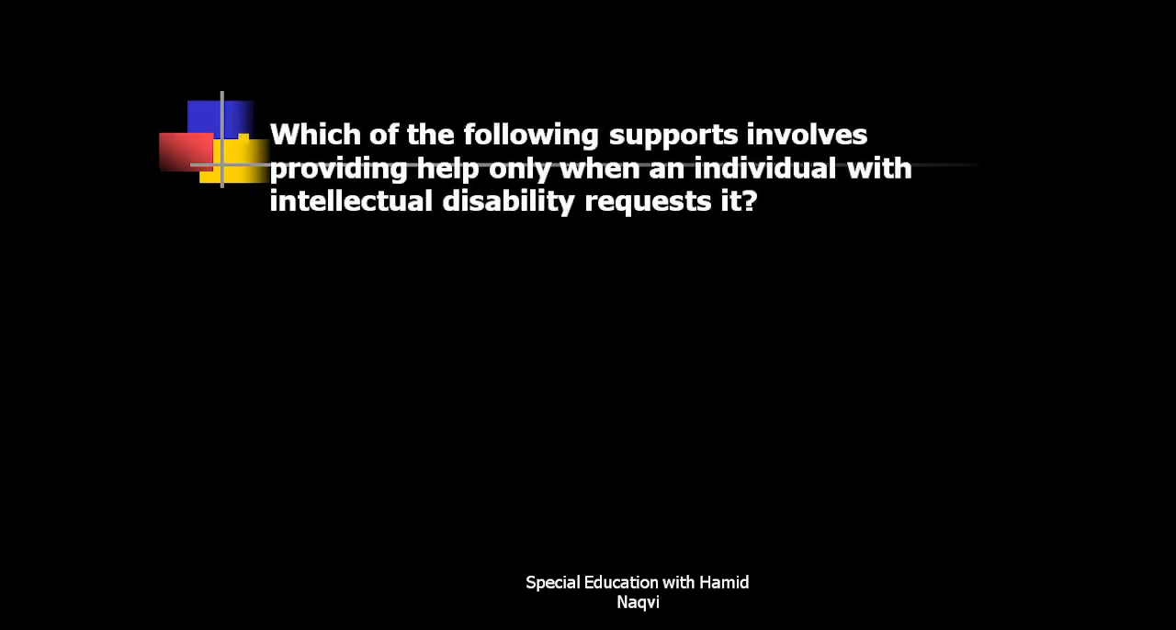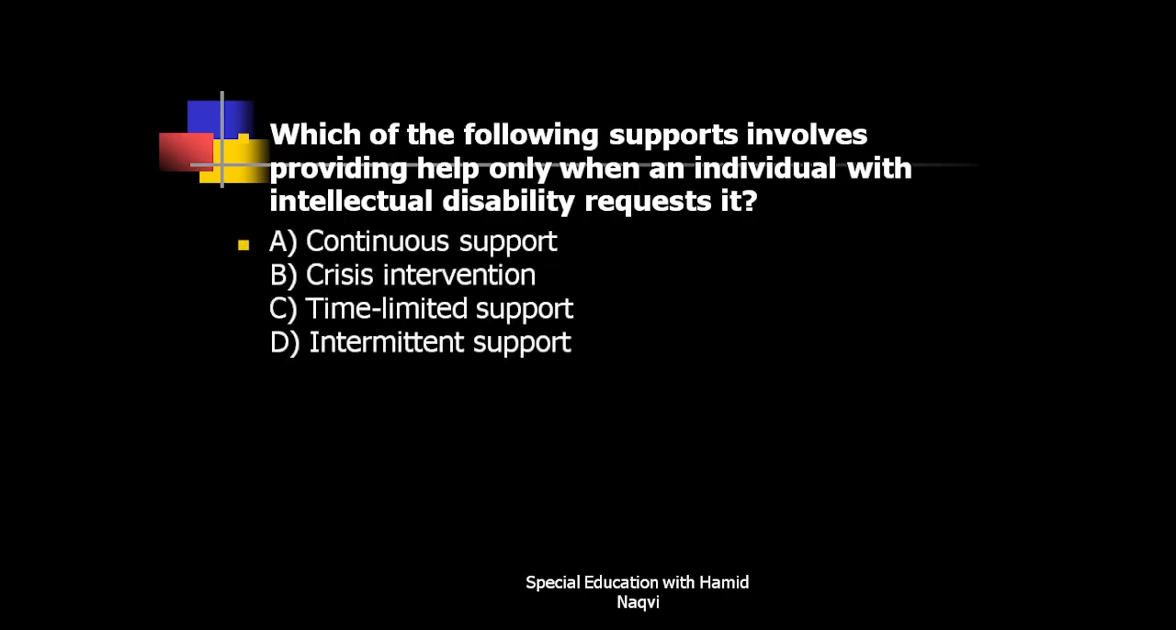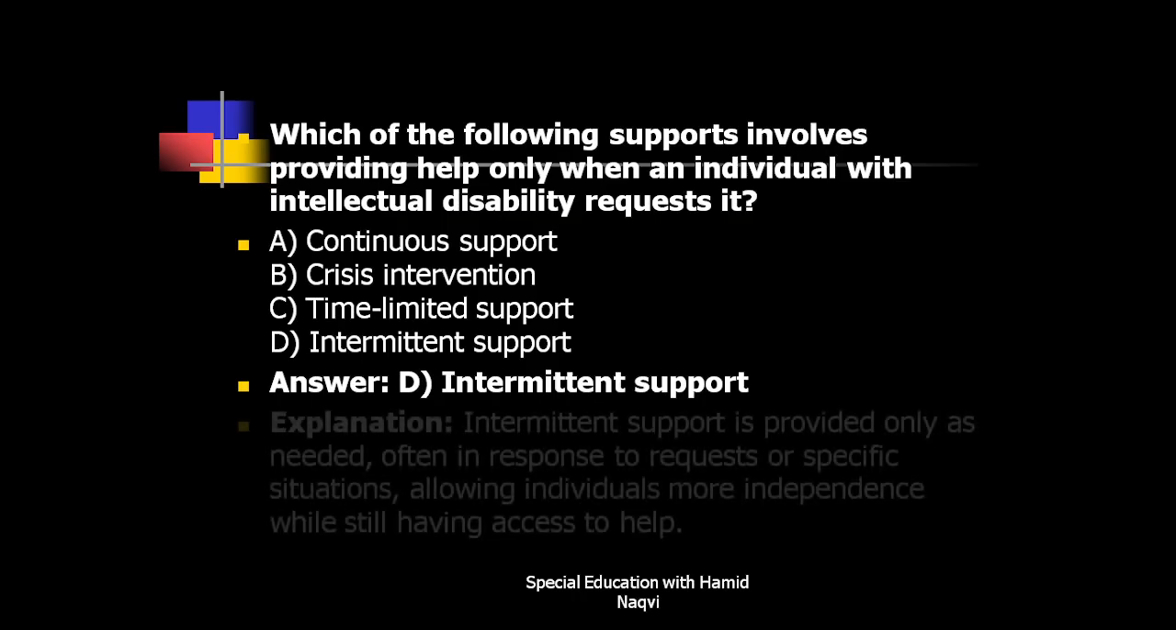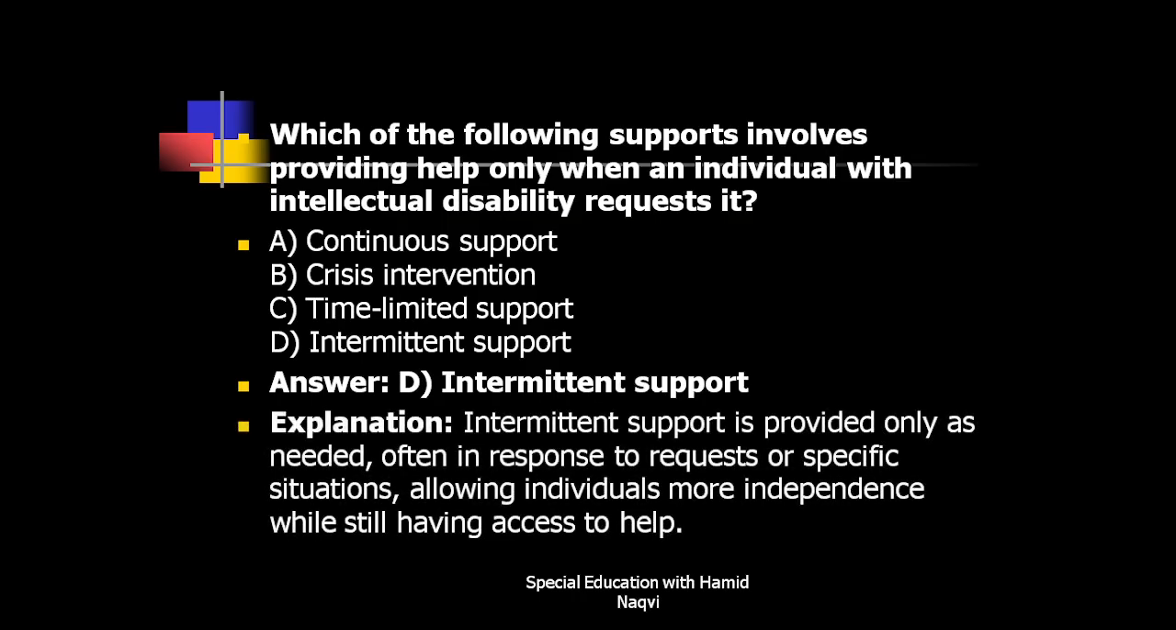Next is: which of the following types of support involves providing help only when an individual with intellectual disability requests it? Continuous support, crisis intervention, time limited support, or intermittent support. The answer is the last one, that is intermittent support. And we know intermittent support is provided only as needed, often in response to requests or specific situations, allowing individuals more independence while still having access to help.